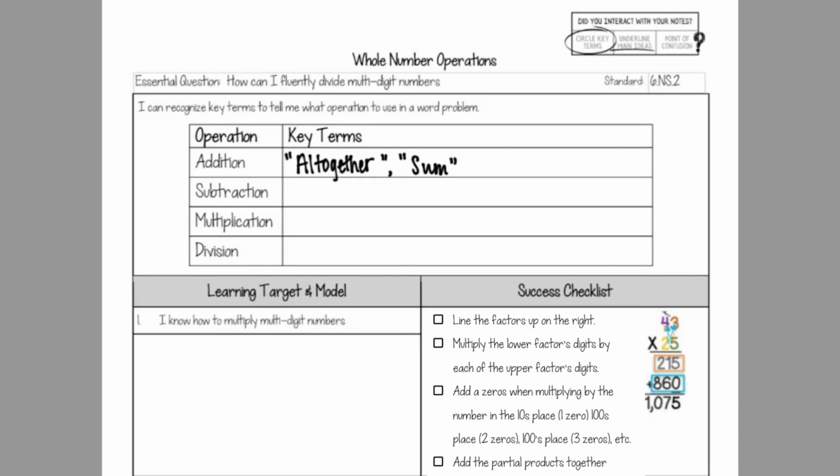For subtraction, some of the more common key terms we use are difference, find the difference of 15 and 7, compute 15 minus 7, and what is 7 less than 15?